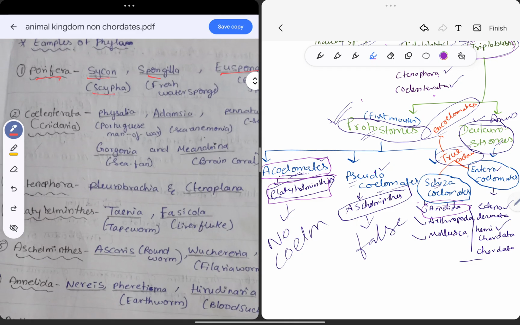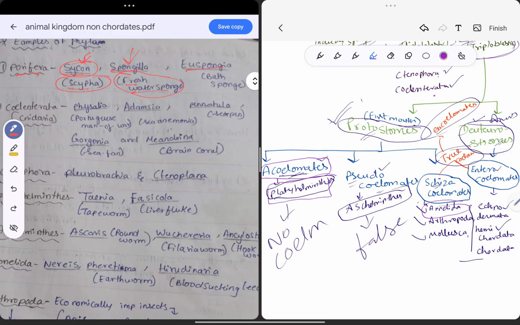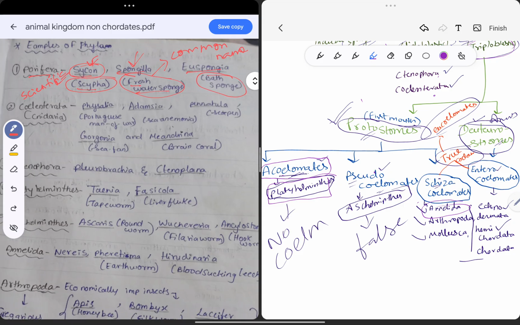In Sycon, you have Scypha. Spongilla is also known as freshwater sponge. These are the scientific names, and the ones below are the common names. Sycon is a scientific name. Spongilla is also a scientific name. The lower ones are common names, and these are scientific names. Euspongia is also known as bath sponge.